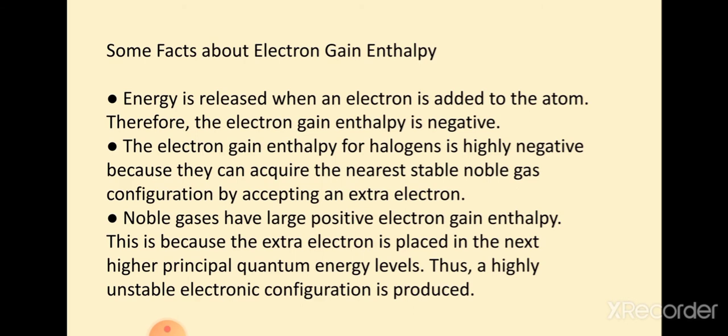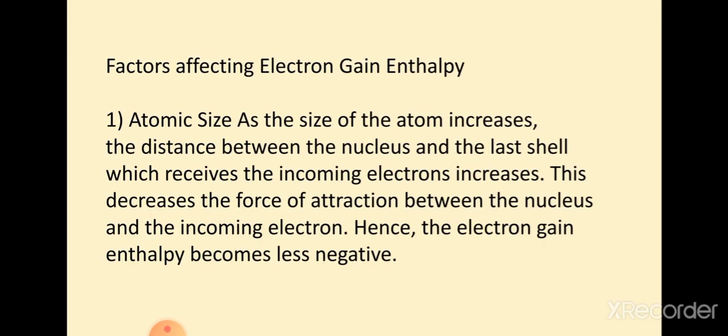Now what about noble gas configuration? Noble gases have large positive electron gain enthalpy. Why? Because they are completely filled. That's why they are inert or non-reactive. So what will happen if we try to add an electron to any of the noble gas configuration? A new principal quantum energy level will be formed, and this will produce a highly unstable electronic configuration. So the electron gain enthalpy for noble gases will be positive.